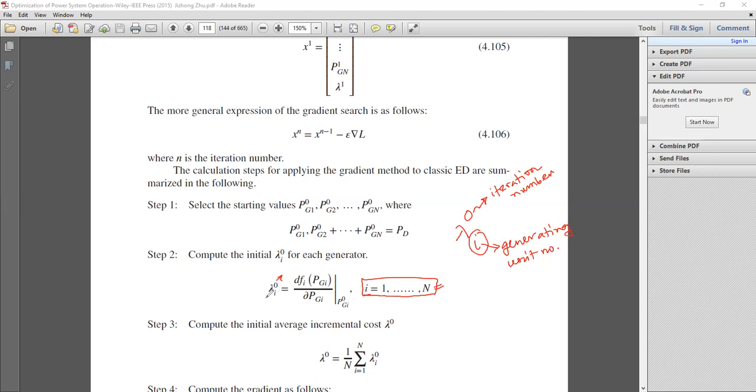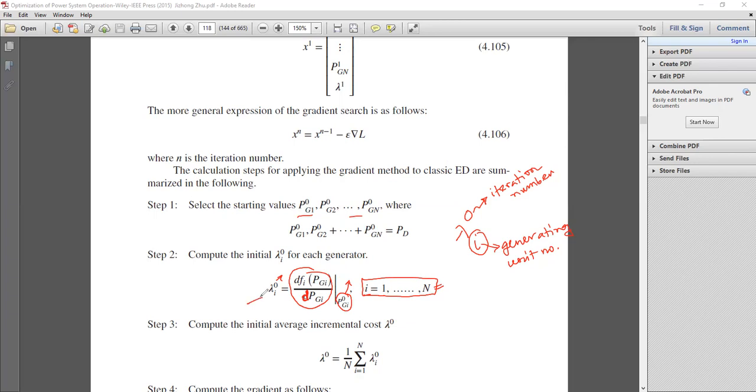So you calculate the lambda I for initialization. That means we are calculating, so there should be D, okay, that should be D. So dfi over dpgi, where fi is only a function of pgi. Okay, it is not a function of any other I. So once we are taking the fi, it is purely a function of pgi. So that's why it would be dfi over dpgi, and this value has to be calculated at pgi naught, which is known from step number 1.